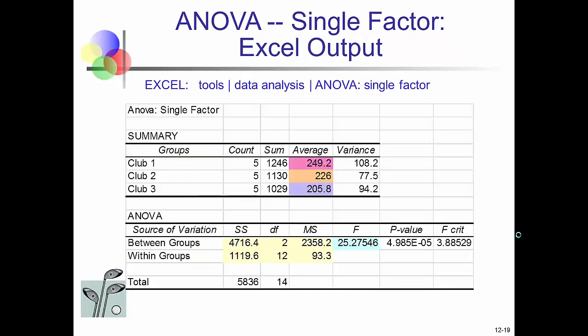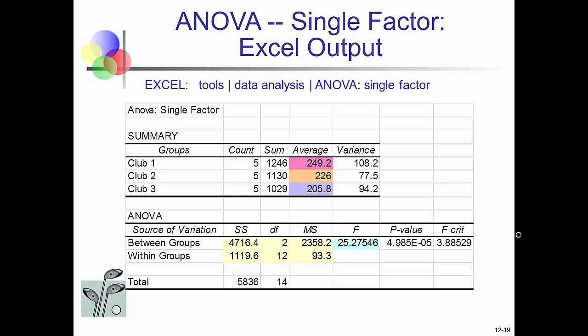This is the Excel output from the same data. So I went into Data, Data Analysis, ANOVA Single Factor, punched in all that data, and you see those same averages that we were talking about a moment ago. The sum of squares between, the sum of squares within, those are automatically calculated for us, as are the degrees of freedom and the mean squares.